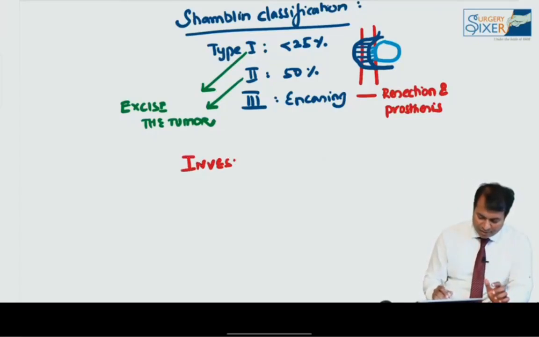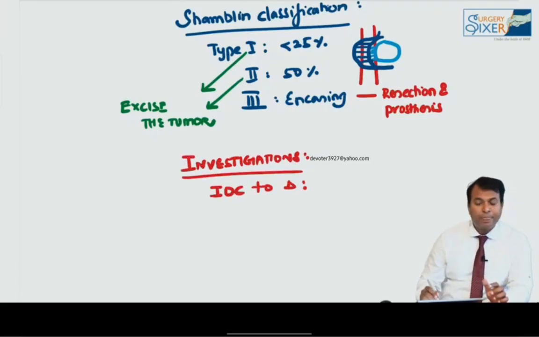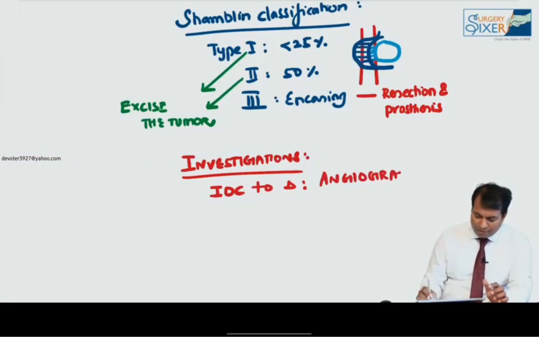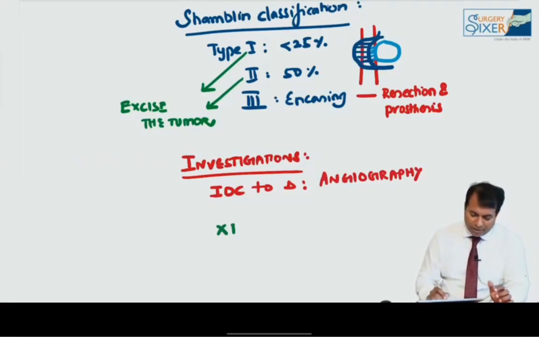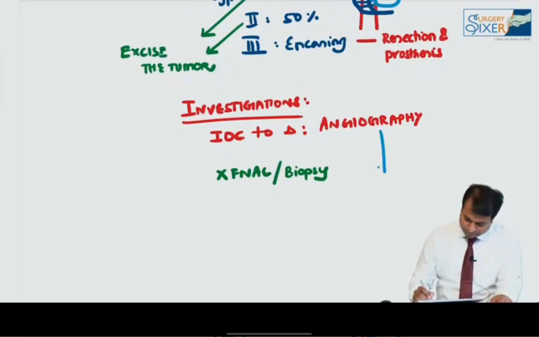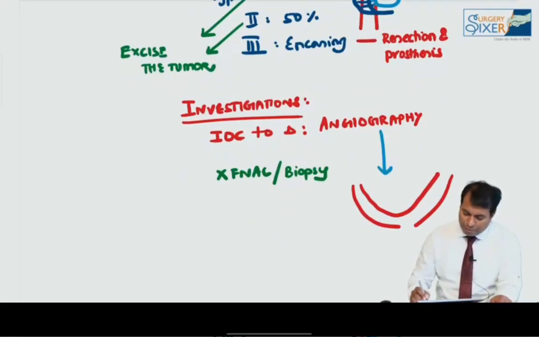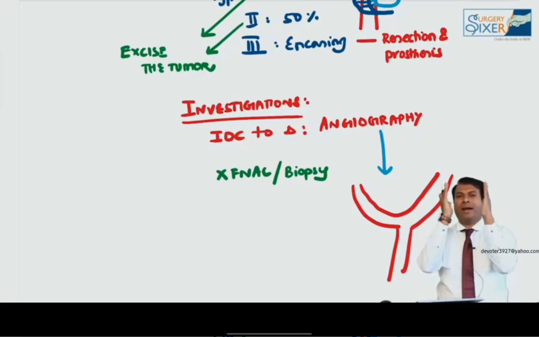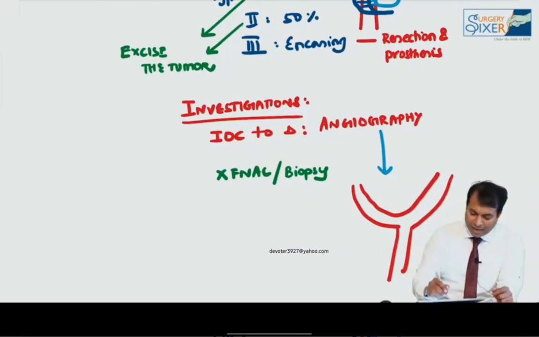Coming to the investigations of carotid body tumor. The investigation of choice to diagnose is angiography. You should never do FNAC or biopsy. It will bleed torrentially. FNAC or biopsy are highly contraindicated. Angiography will show the internal carotid artery and external carotid artery splayed out, pushed apart due to the presence of this tumor.